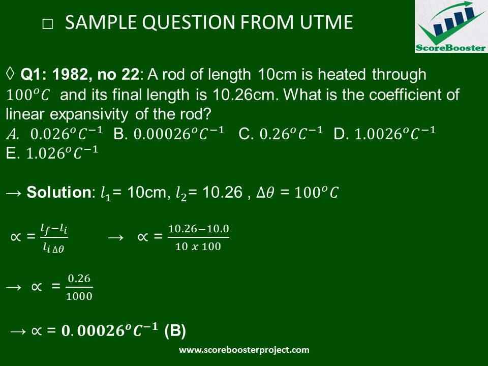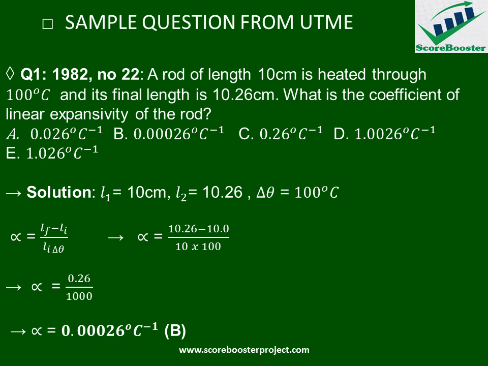The first step is to write out the given parameters, and from the question we are given the natural length L1 to be 10 centimeters. That is the original length. And we are also given the final length to be 10.26 centimeters, and the change in temperature to be 100 degrees Celsius.